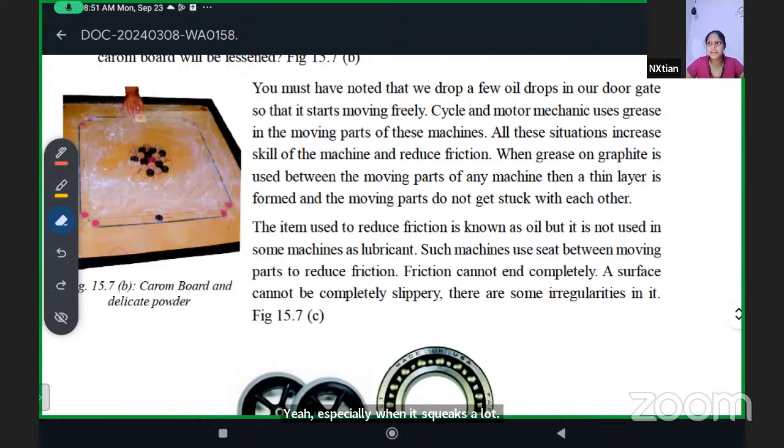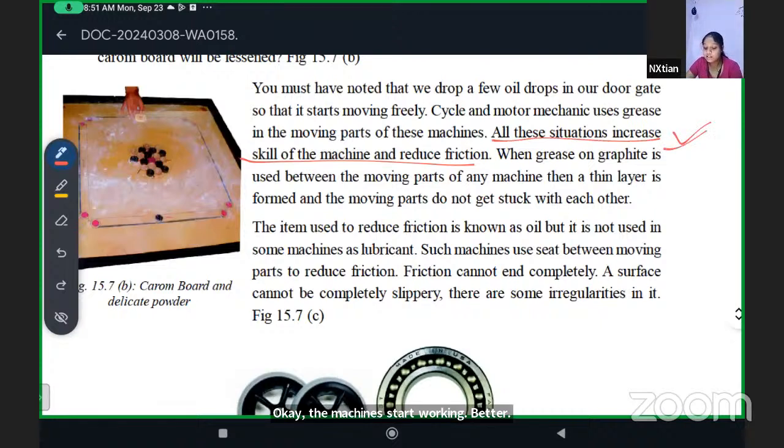Yes, especially when it squeaks a lot, when it is harder to move it smoothly, oiling is done. Why? So that it can move freely. Cycle and motor mechanics use grease in the moving parts of these machines. All these situations increase the skill of the machine and reduce friction. The machines start working better, friction is reduced.